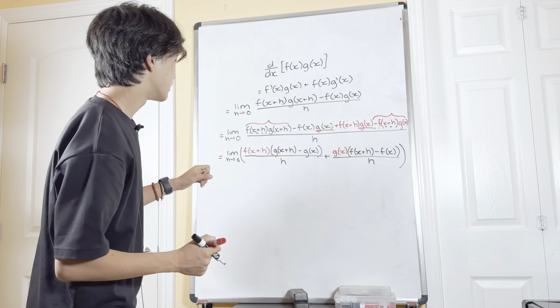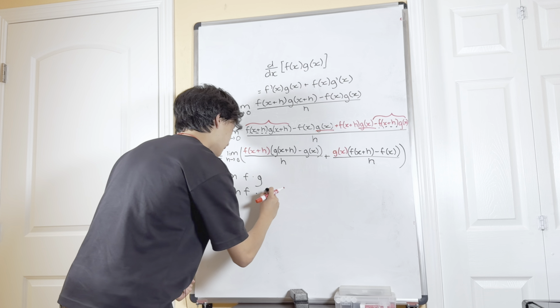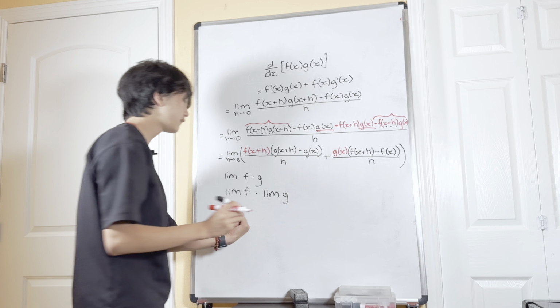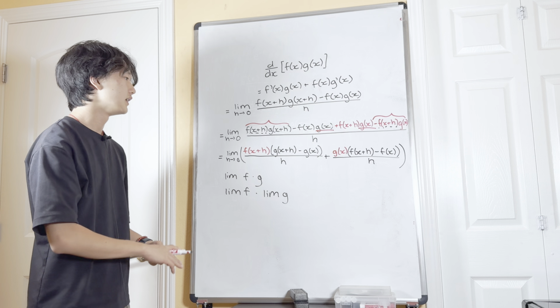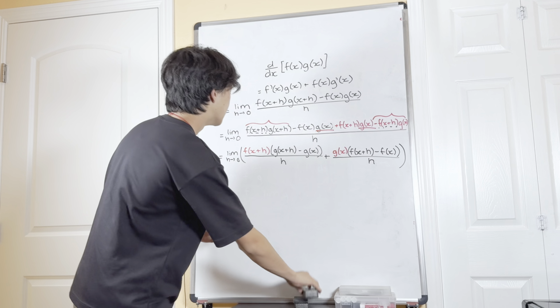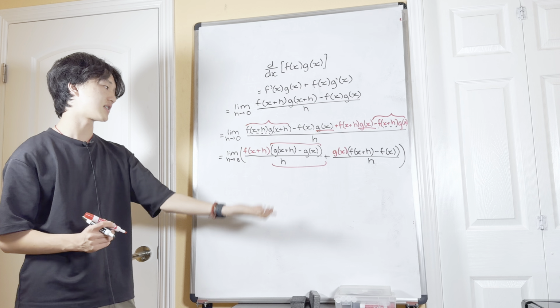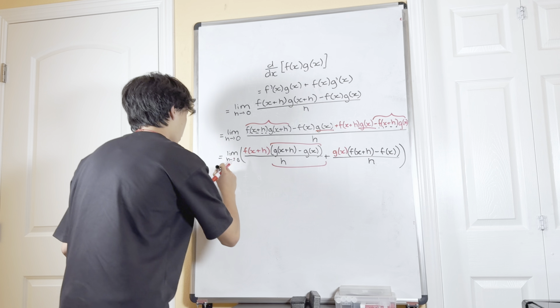Remember that the limit of two functions that are multiplied together, you can just take the limit of the first function first, and then multiply it by the limit of the second function if they both exist, right? So, we can do that here too. We're going to treat this portion right here, along with the h, as one factor. And we're going to treat this f of x plus h as another one. So, we have the limit as h approaches 0 of f of x plus h.